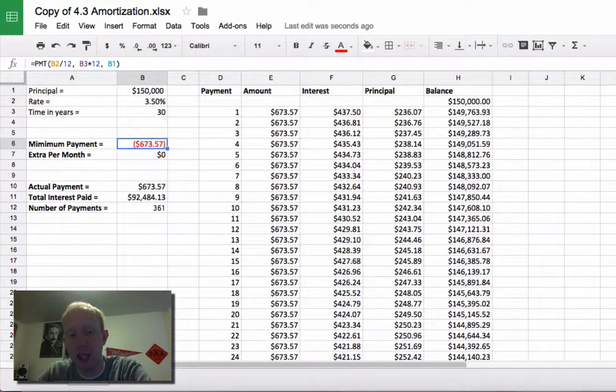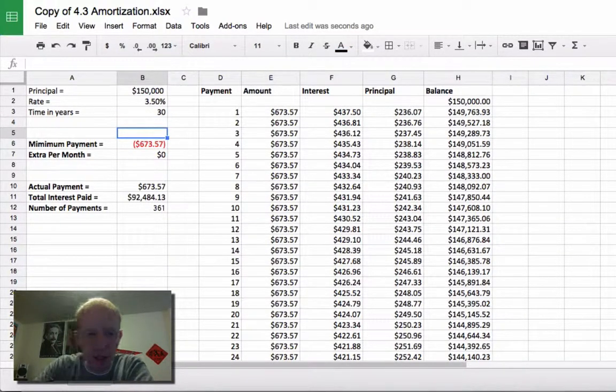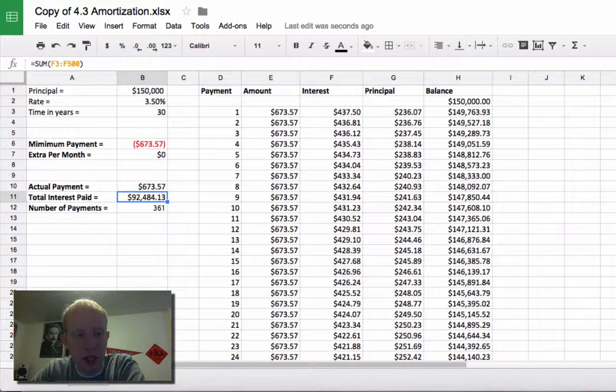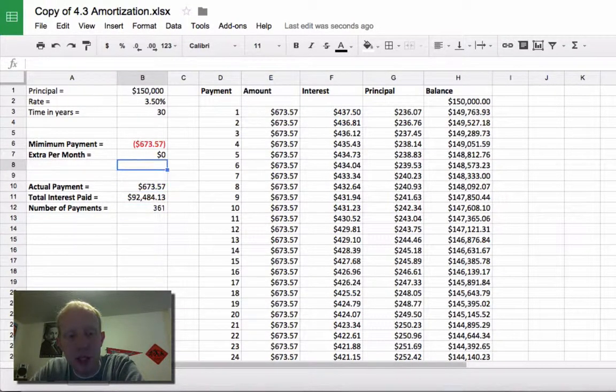This is not the equation that we learned in class. This is for an amortized loan, where they kind of shrink that minimum payment and keep it consistent for the whole life of the loan. So that would be the expected payment amount, $673.57. Then it tells us some other numbers right here. This is the total interest paid over the life of the loan. This is how many payments we would make, and so on.